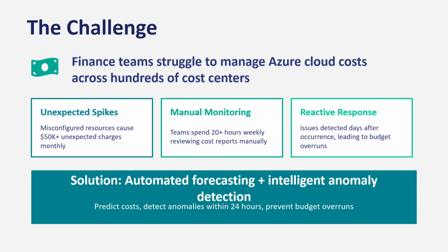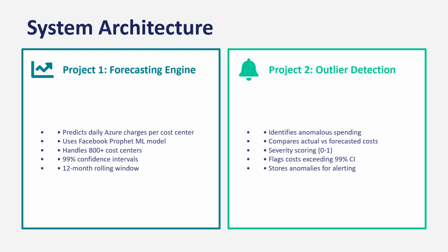It predicts costs, detects anomalies within 24 hours, and prevents overruns before they hit. The system is split into two connected projects. Project 1 is the forecasting engine. It uses Facebook Prophet to predict daily Azure charges for each cost center, handling more than 800 cost centers with 99% confidence intervals on a rolling 24-month window.